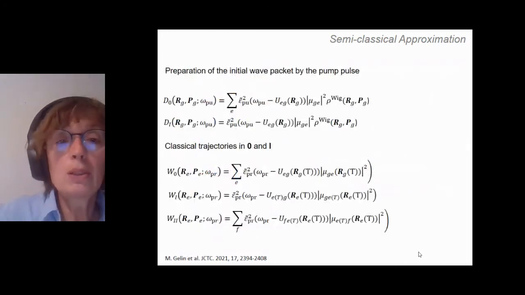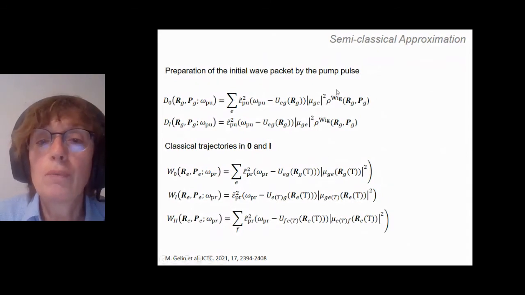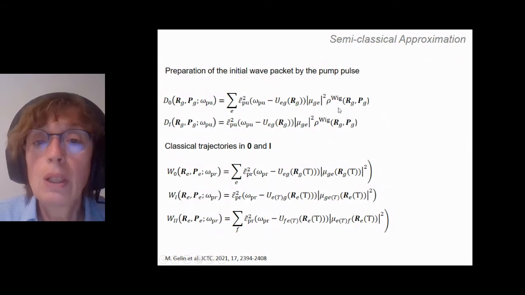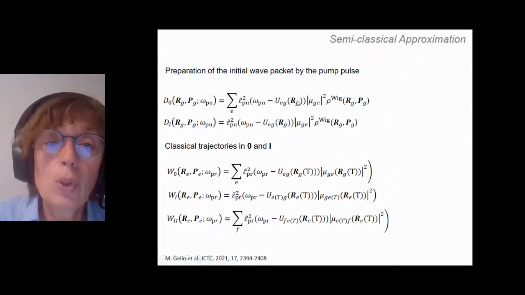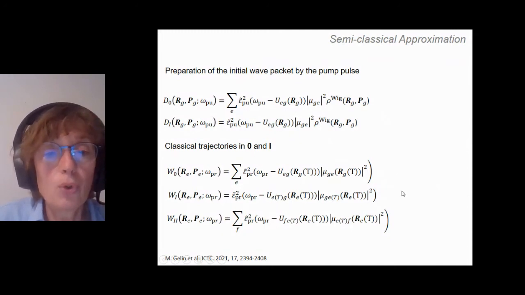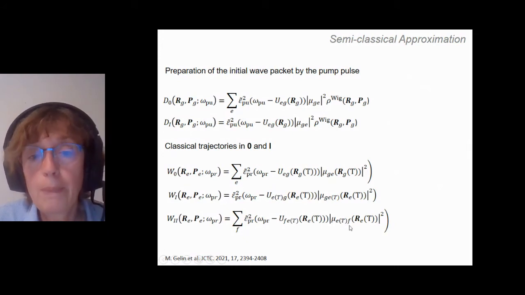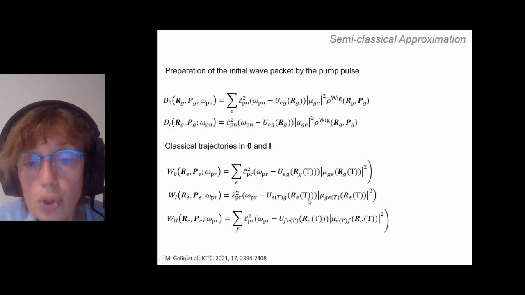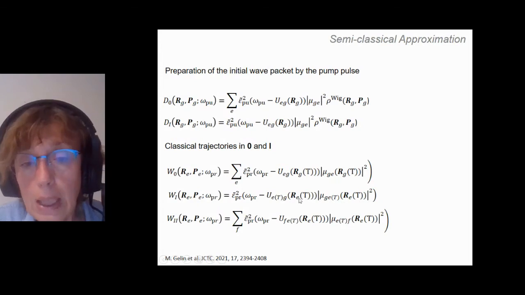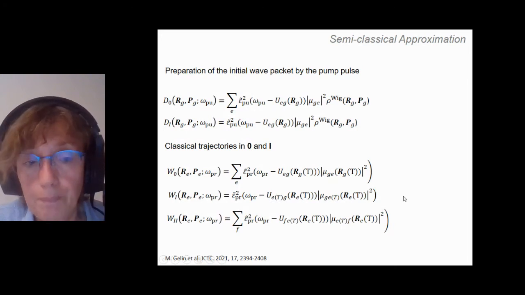Specifically, our functions now, the doorway and the window function, are given in terms of the Wigner distribution of the ground state, the transition dipole moment between the ground and excited state, and the Fourier transform of the pump envelope. And for the window function, this is the Fourier transform of the probe envelope. The evolution of the system in a particular electronic state E, which is time dependent, is described by classical trajectories.